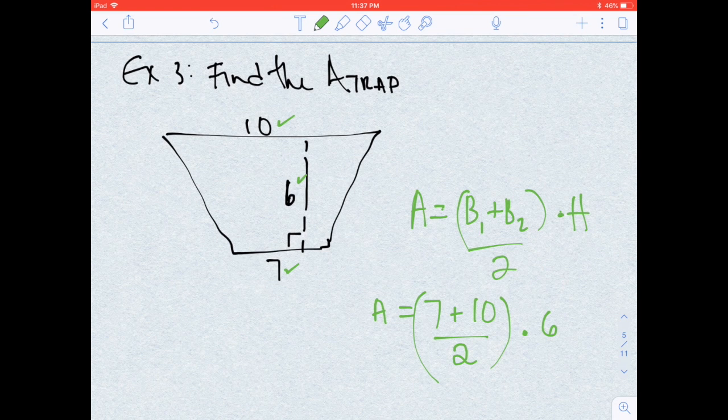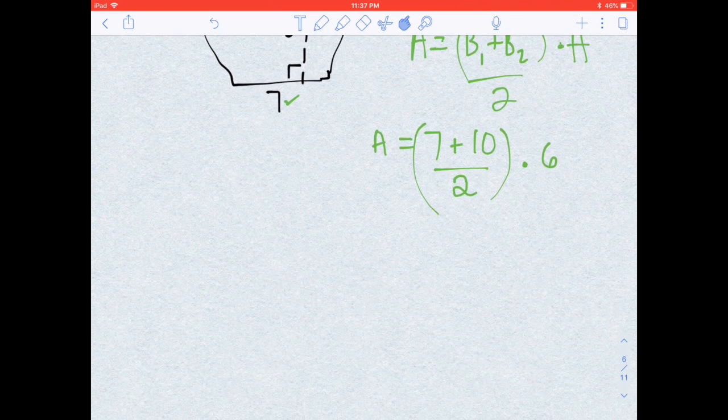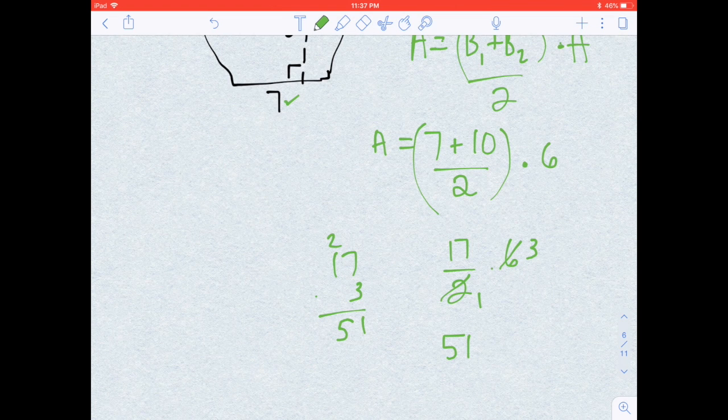So I have, let's see, 17 over 2 times 6. 17 over 2 is, I don't know. Let's see if we can do this instead. Oh, that is much better. Okay, so then I have to just multiply 17 times 3, instead of simplifying later. 7 times 3 is 21. 1 times 3 is 3. 51. So the area of this trapezoid is 51 centimeters squared.